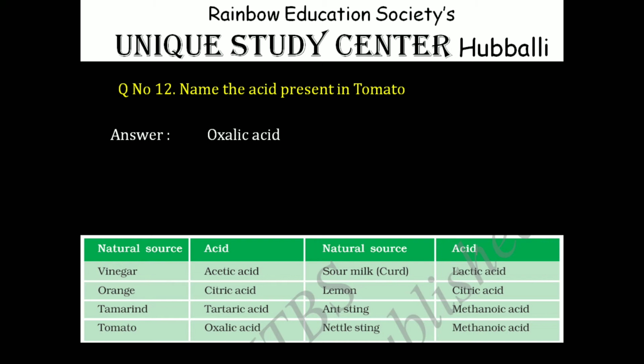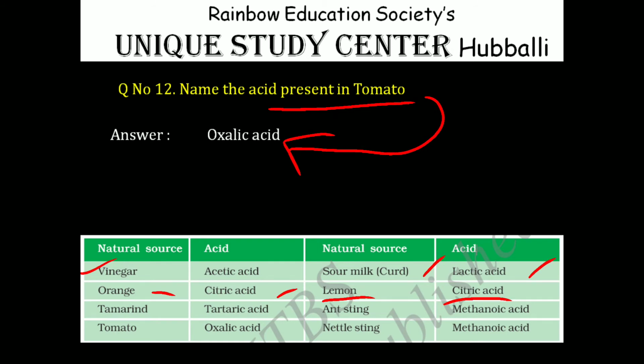Next one, name the acid present in tomato. Tomato contains the acidic compound oxalic acid. Similarly, lemon contains citric acid. Such kind of question will be asked for 1 mark. Like that, vinegar contains acetic acid, orange contains citric acid, curd contains lactic acid, nettles contain methanoic acid. This chart is important for 1 mark questions.